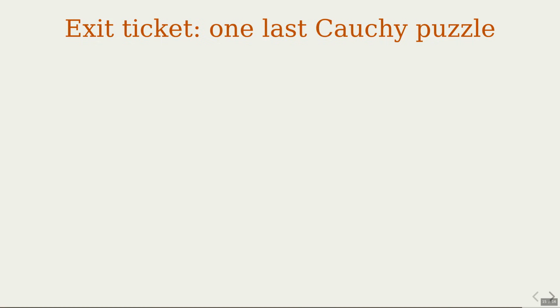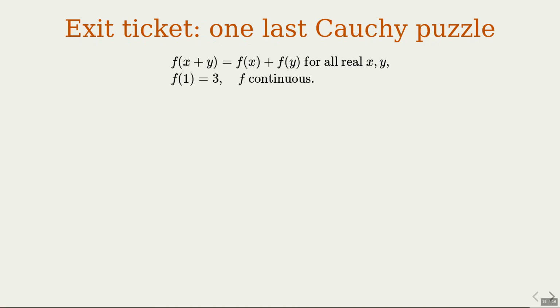Before we wrap up, try one concrete problem that uses everything we have learned. Because f is additive and continuous, our earlier theorem says f must be a straight line k times x, and the value at 1 being 3 tells us that k equals 3. So f of x is 3 times x. So the answer is f of x equals 3x. And the real work was noticing we could invoke the general Cauchy result instead of starting from scratch.